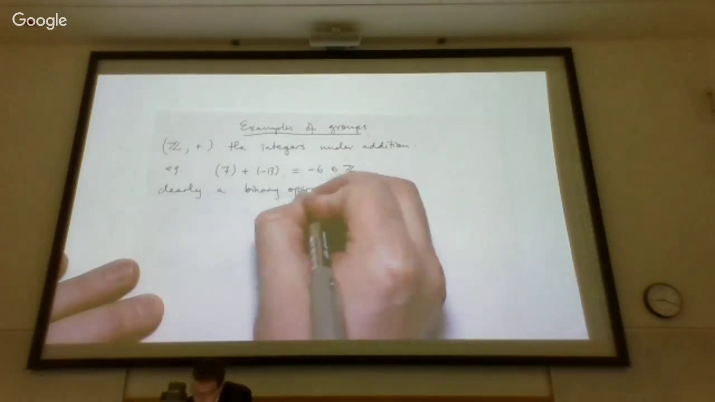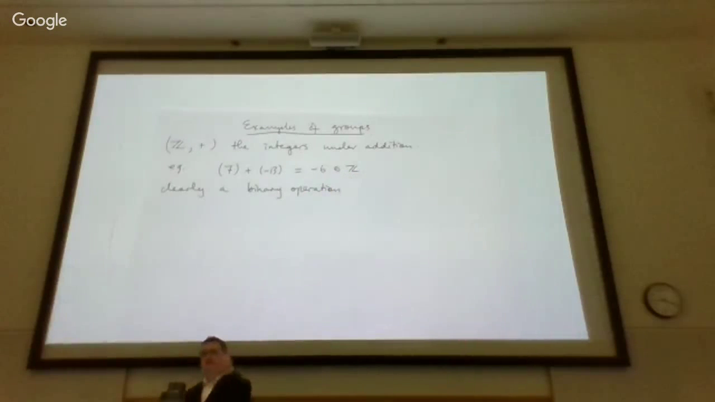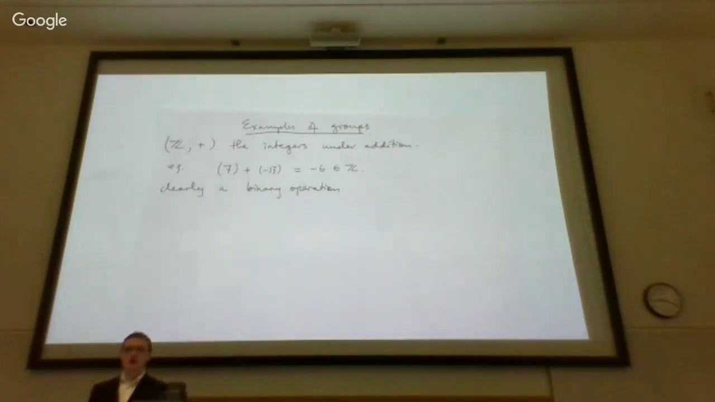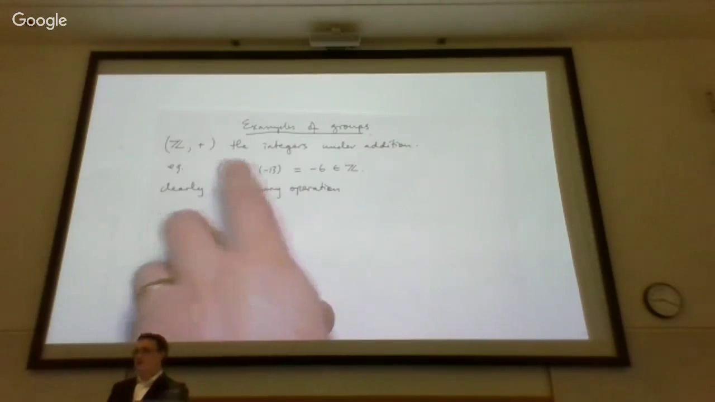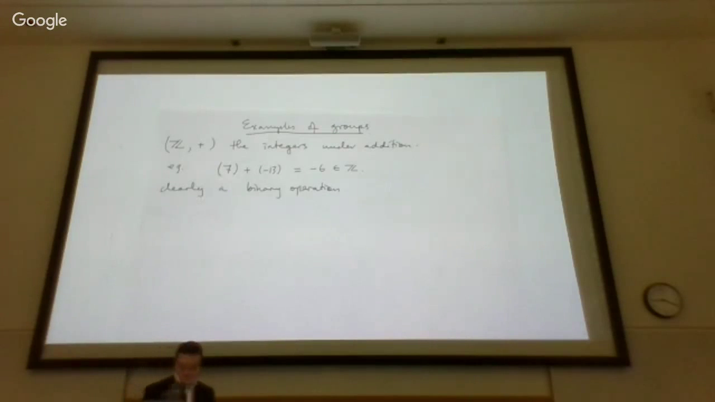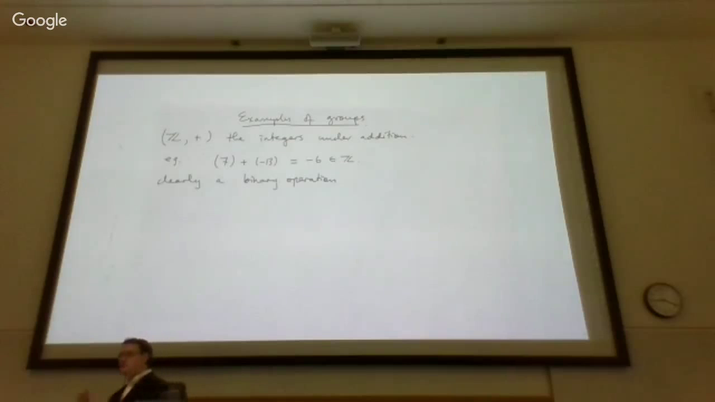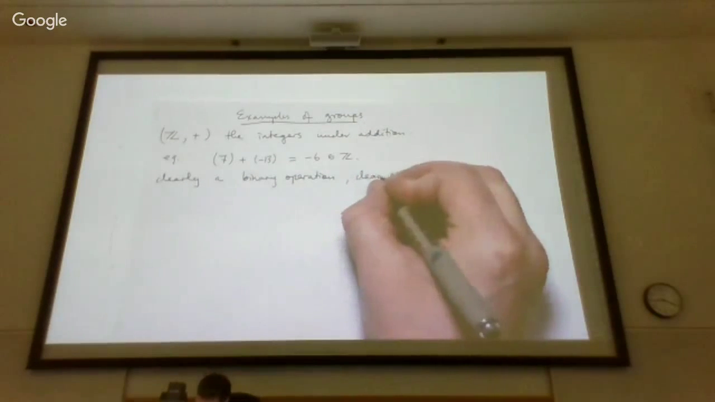The binary word there, remember, binary refers to two-ness. So the binary is referring to the fact that there's two inputs into the operation, a left element and a right element. You can have ternary operations, things that take three inputs, but you don't meet them normally. So it's clearly a binary operation, clearly closed.